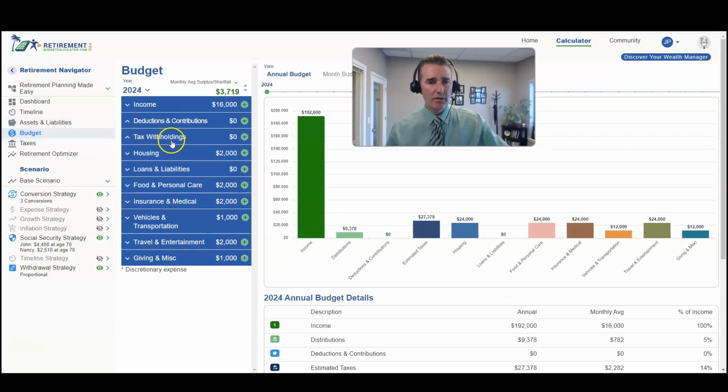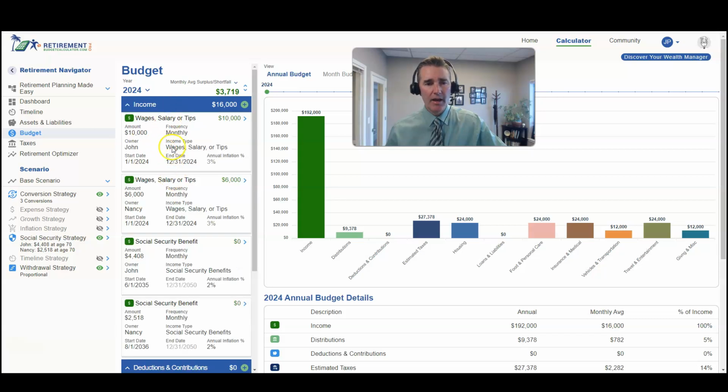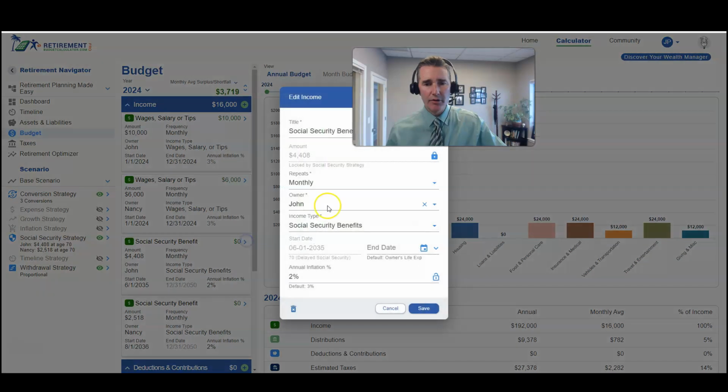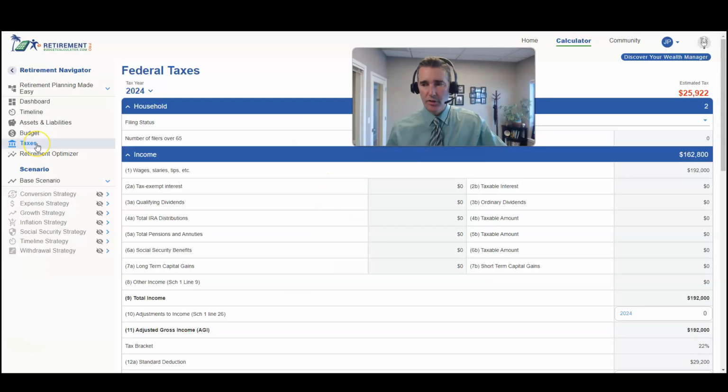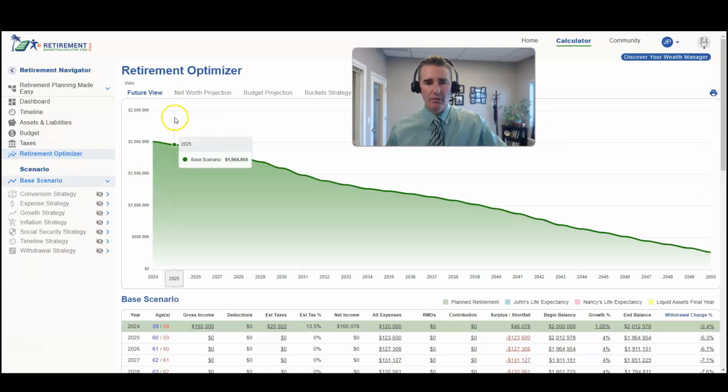They have a budget that requires $2,000 a month for housing. Food and personal care is $2,000 a month. Insurance and medical is $2,000 a month. Vehicles and transportation is $1,000 a month. Travel and entertainment is $2,000 a month. And giving and miscellaneous is $1,000 a month. They currently have wages, but once they retire, all they're going to have is Social Security. Of course, we're going to be estimating the federal income taxes every year based on the information that they input into the calculator. But that gets us to the retirement optimizer.